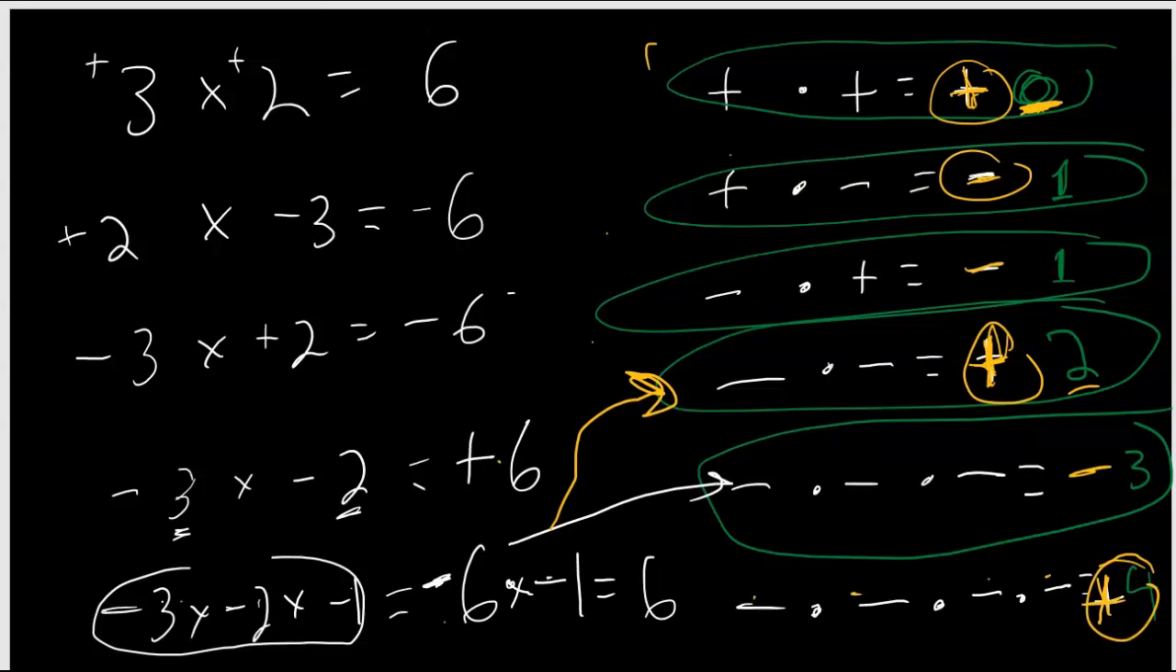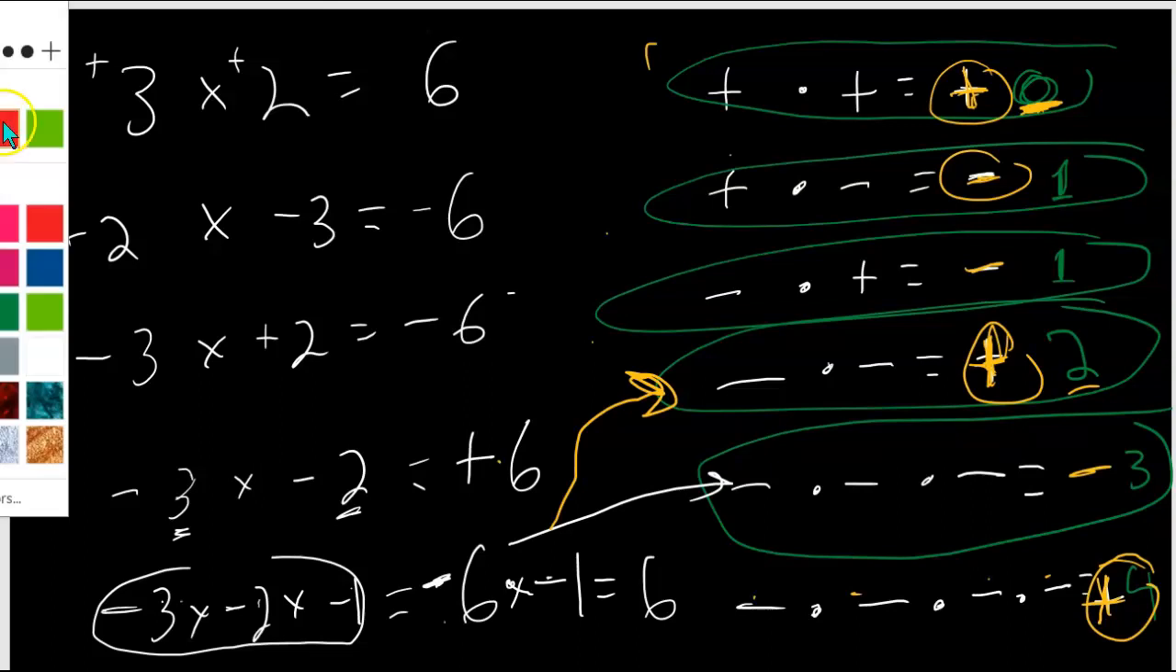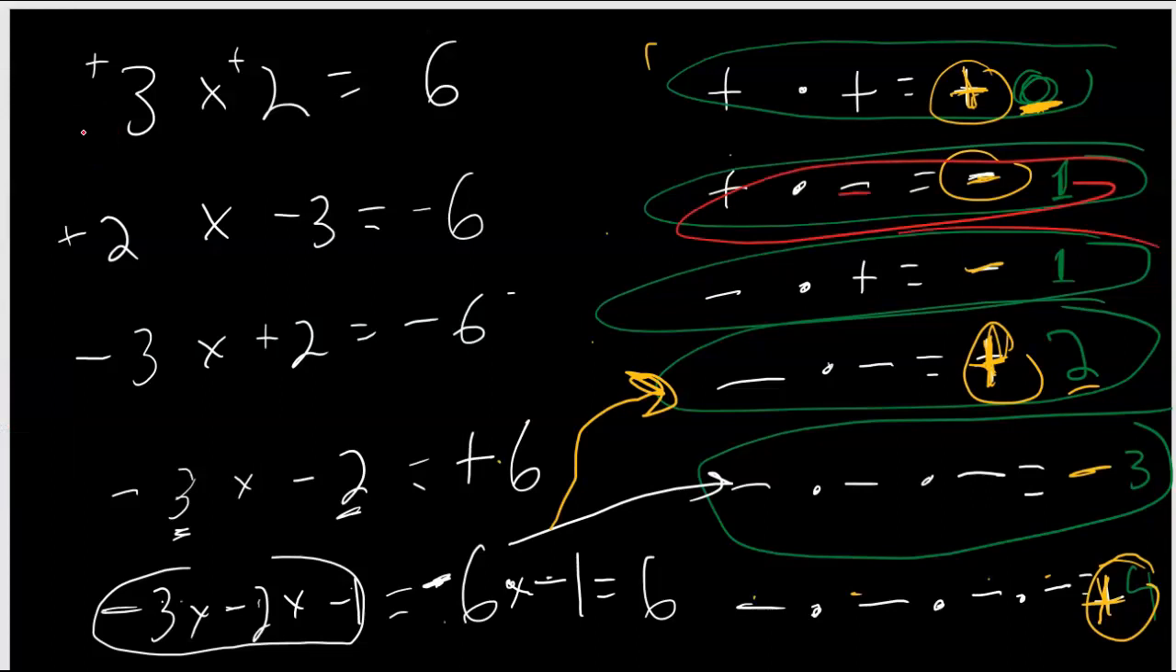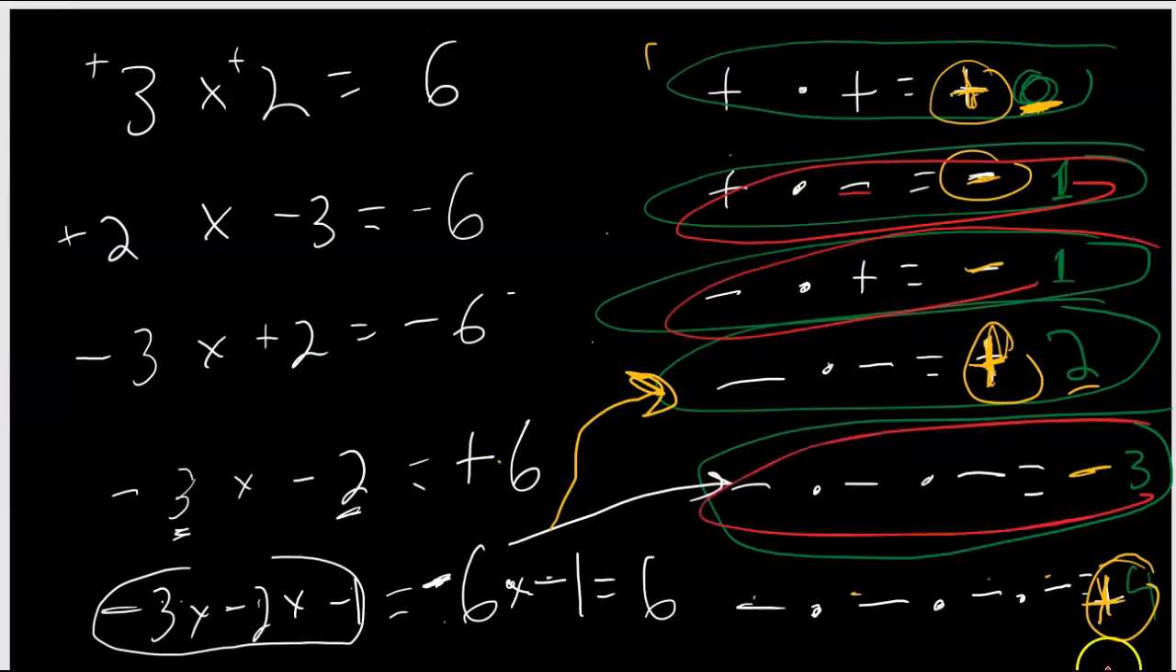Anything with an odd number of negative integers, like 1 or 3, or if we went to 5, guess what that's going to be? If you did negative 1 times negative 1 times negative 1 times negative 1 times negative 1, you've got 5 negatives: 1, 2, 3, 4, 5. Since it's an odd number, the answer would be negative. And so on, all the way to infinity and beyond.